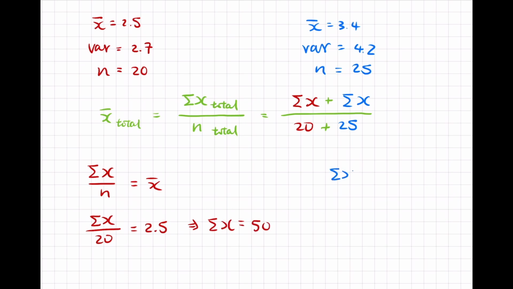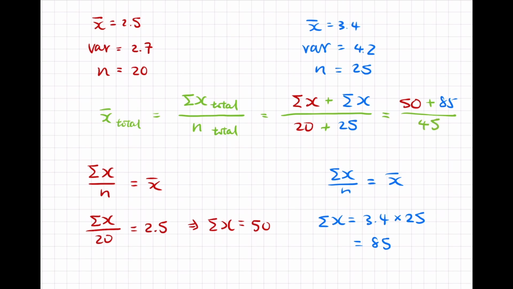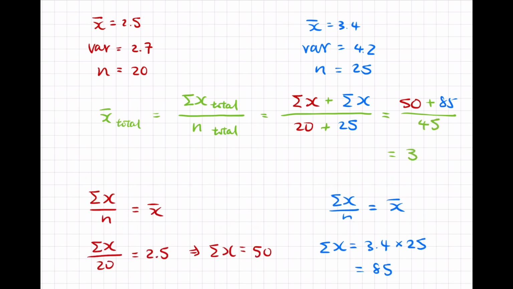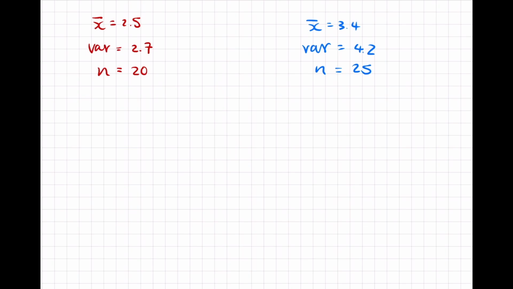Similarly, for the second set of data, we needed to do the same. Sum of x equals the mean, which is 3.4, times 25, and that gives us 85. Therefore, the total mean is going to be 50 add 85 all over 45, and therefore the total mean is 3. We now can use a similar method to work out the total variance.